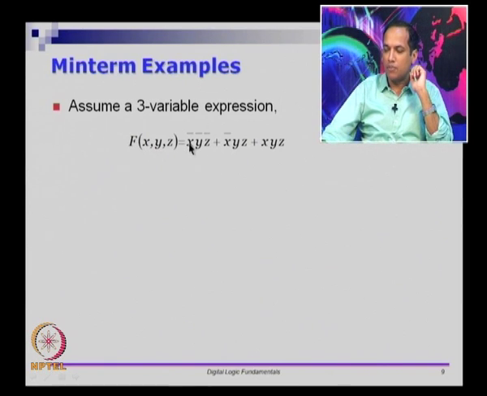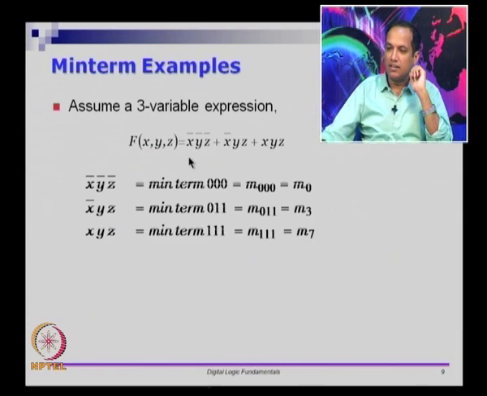So, if I take this product term x bar, y bar, z bar, it is actually the Minterm 0, 0, 0. The reason is x is appearing in the complemented form, y is appearing in the complemented form, and z is appearing in the complemented form. We assume that the ordering is x, y and z from left to right. So, this 0 means x is complemented, this 0 means y is complemented, and this 0 means z is complemented, and a Minterm with 0, 0, 0 means that we have the AND of x complement, y complement and z complement.